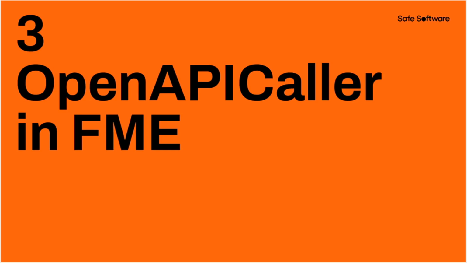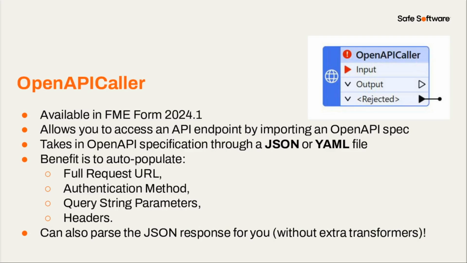I'm going to jump into a new transformer we have available in 2024.1 called the Open API caller. So what is the Open API caller and what's different about it is that it allows you to access an API endpoint by importing the Open API spec directly from your service. So it takes the specification through a JSON or YAML file, and the benefit is that it can auto-populate the full request URL, the authentication method, query string parameters, and headers.